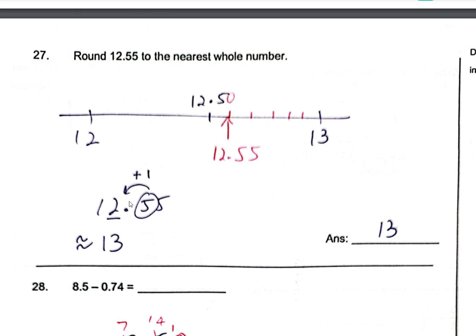Of course, your teacher will have taught you, if it's 5 or more than 5, you will add 1 to the whole number in front, this digit right in front here, and you get your 13. Remember, it's a whole number. Therefore, do not write a decimal. Do not write 13.00. If you do, that will be wrong. It has to be 13, not 13.00.